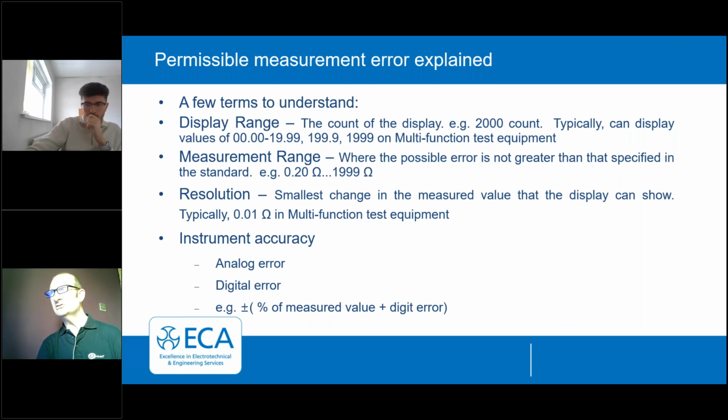We then have the resolution of the display. So typically on a multifunction meter, you'll see a resolution of 0.01. So as we can see in the display range at the top, where we had 19.99, that's where that resolution would apply. We then have the instrumentation accuracy. So this is made up of two components. We have an analog error and we have a fixed digital error. So the analog part is typically the percentage of the measured value displayed. And then we have a fixed digital error, which we would sometimes refer to as the digits.